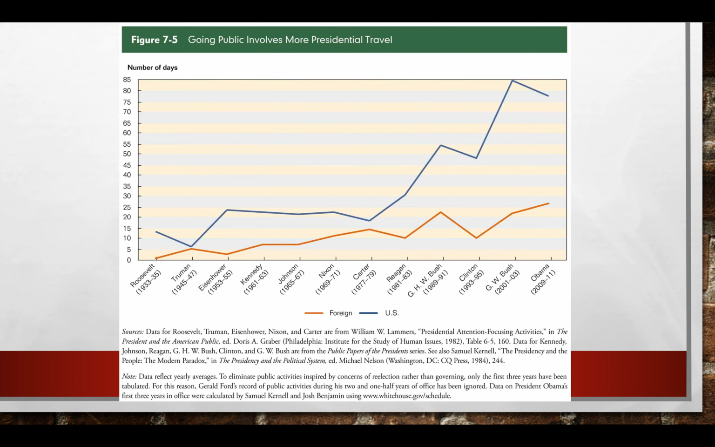Appealing to the public has also led presidents to do more domestic travel. As you can see in the graph, there has been a steady increase in presidential domestic travel since the Carter administration. To a lesser extent, there has also been an increase in foreign travel.